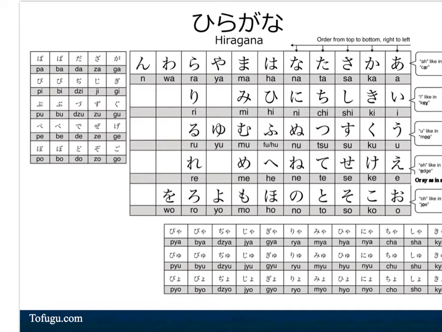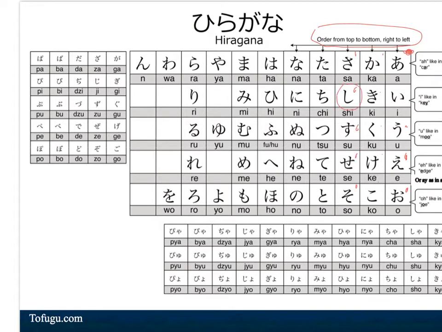So this is the hiragana chart, and it goes from top to bottom, as it says right here, orders from top to bottom and right to left. So we're going to start here with A, and then it's I, U, E, O. So that's the first column. And then it goes ka, ki, ku, ke, ko. And then sa, shi, su, se, so.